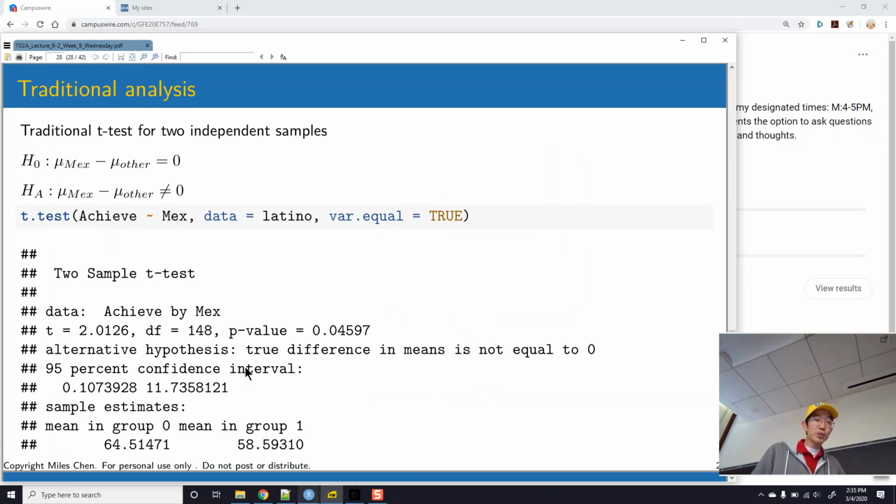Okay, so the traditional analysis would say the mean achievement for immigrants from Mexico minus the mean achievement for immigrants from other Latin American countries, that difference is 0 versus not 0, okay? And this gives us a p-value of 0.04597, all right? And so depending on your alpha level, you may say this difference is significant or it's not significant. But this is the p-value we get from running a t-test.